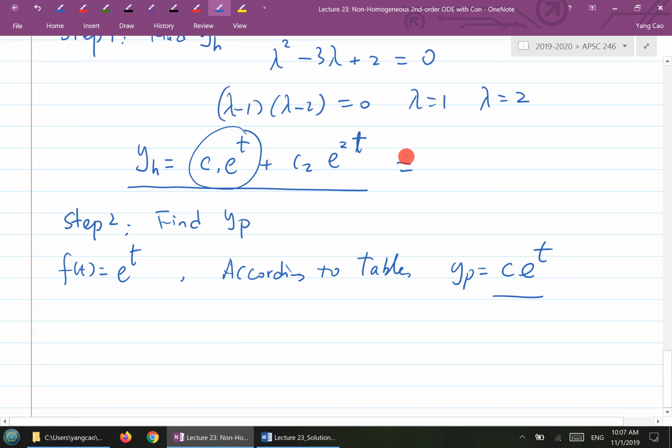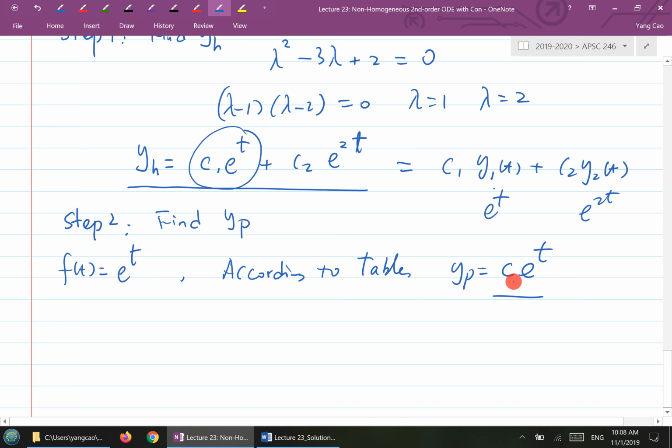So this one here, if you recall, essentially is C1 times y1 of t plus C2 times y2 of t. If you remember, in order to find the general solution for the homogeneous one, you need to find two linearly independent particular solutions, y1, y2, and then you can combine them together to get a general solution. So these two are linearly independent solutions, e to the power of t and e to the power of 2t. And these two are the so-called basis of that solution. You use the two bases and then you form a general solution.